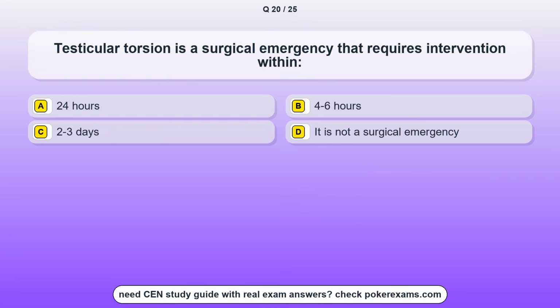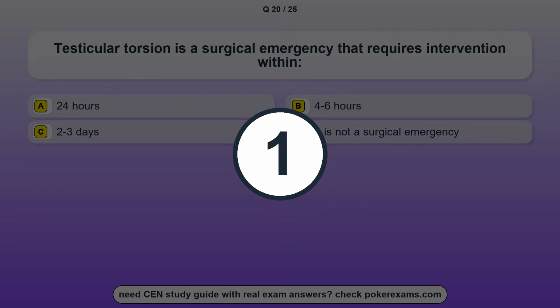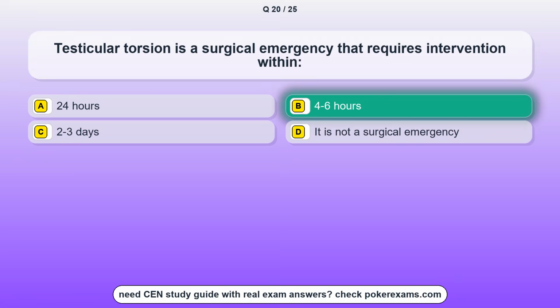Question 20. Testicular torsion is a surgical emergency that requires intervention within: option A, 24 hours. Option B, 4-6 hours. Option C, 2-3 days. Option D, it is not a surgical emergency. The correct answer is option B, 4-6 hours.